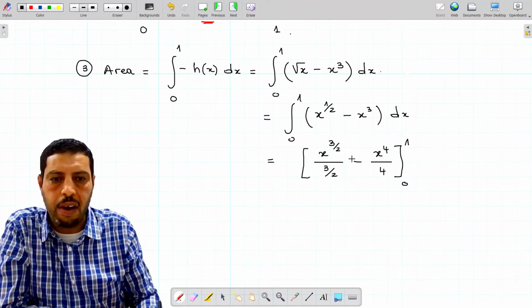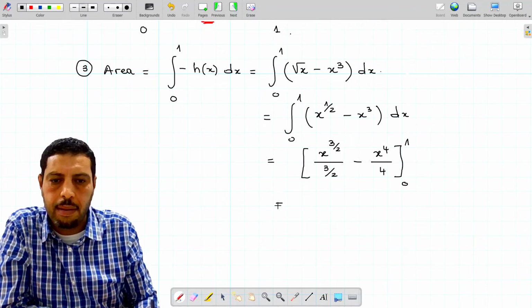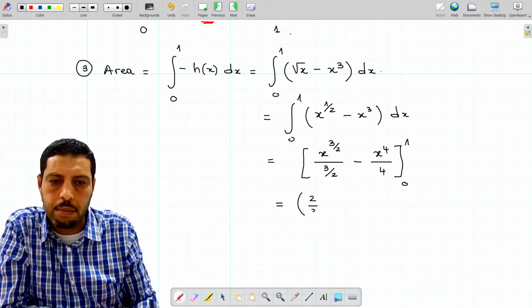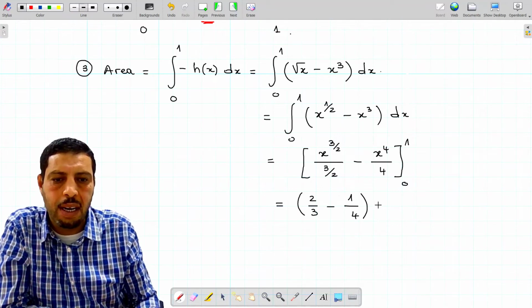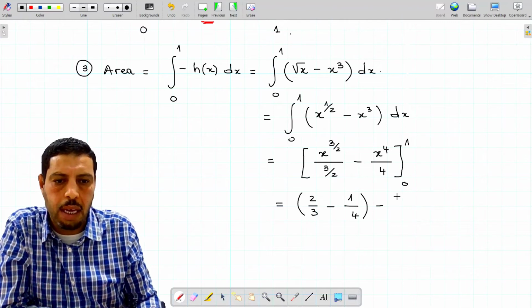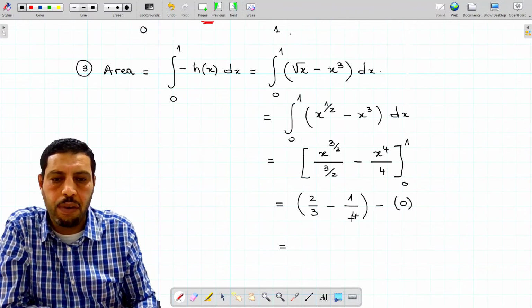And the value of this function at 1 gives 1 to the power of 3/2, which is 1, over 3/2, so it's 2/3, minus 1 to the power of 4 over 4, which is 1/4. This is the value of the function at 1, minus the value of this function at 0, which is obviously 0, okay? So minus 0. So you will get 2/3 minus 1/4, which is 5/12.